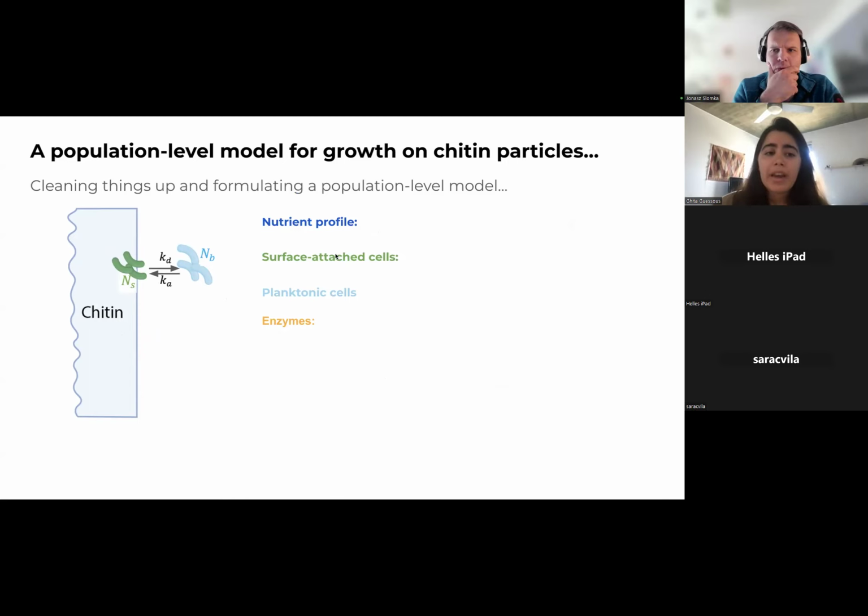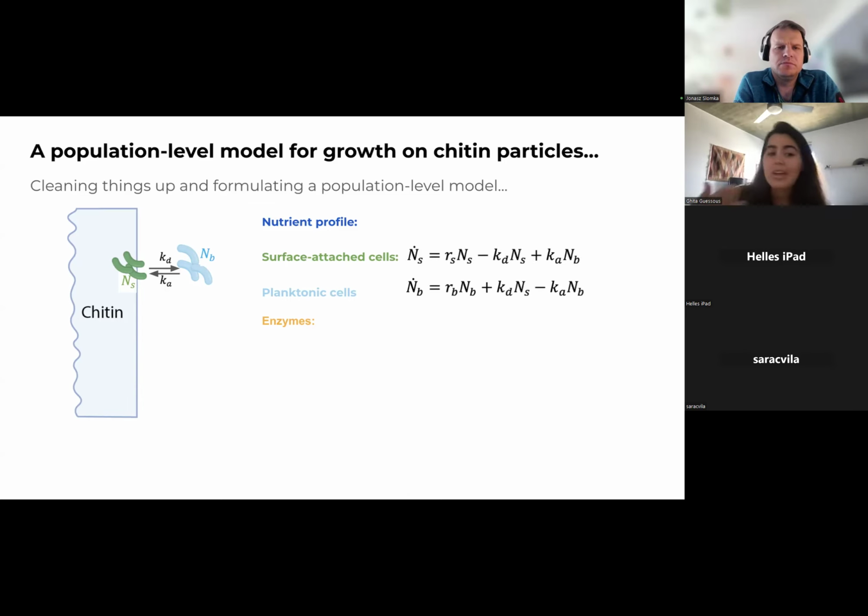So notice I was writing kappas for the rates earlier. These were the single cell rates. But now in this case, I'm thinking really about population level fluxes. And so even though it looks like I'm putting together the same picture, these are actually populations of cells and population exchange dynamics. So we have these surface attached cells that are replicating and then exchanging with the same attachment detachment dynamics, planktonic cells doing the same as well.